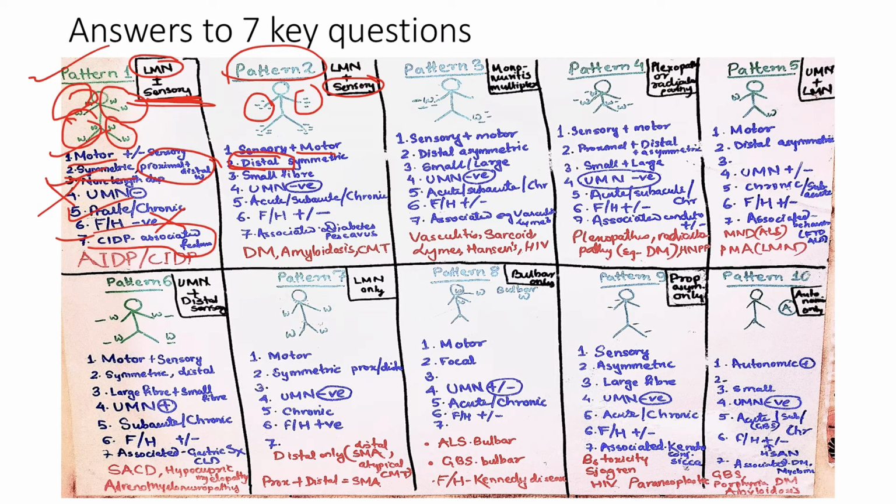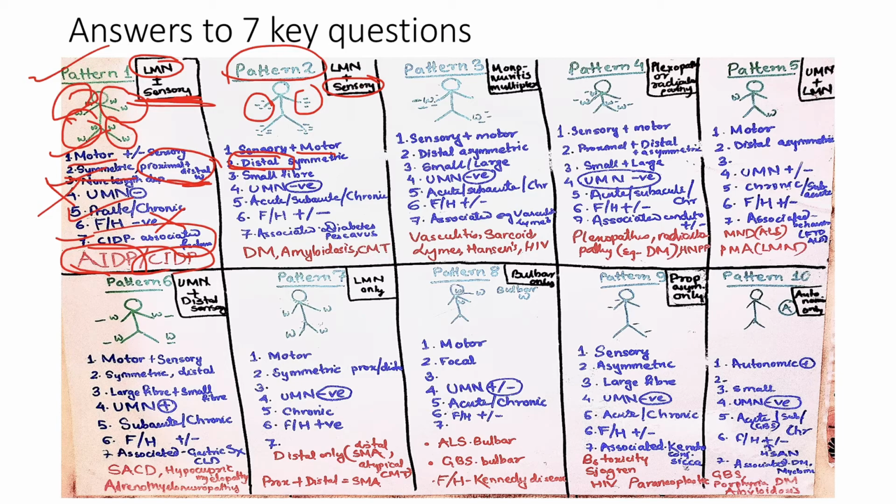So if the nerve roots are involved, you will get both proximal and distal weakness. AIDP, if you remember the name, is acute inflammatory demyelinating polyradiculoneuropathy. So radicals are affected. What radicals? The ventral roots, that is the ventral radicals which are affected. So definitely, since the radical is affected, you will have proximal plus distal weakness.